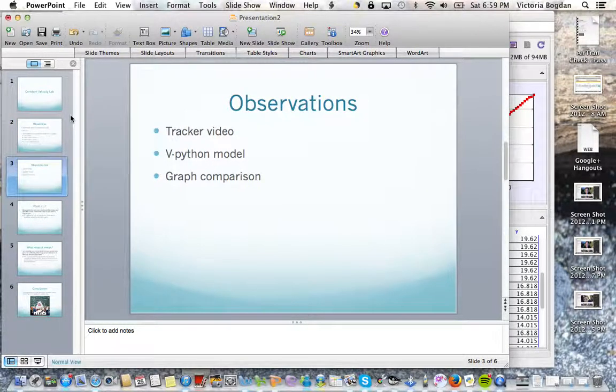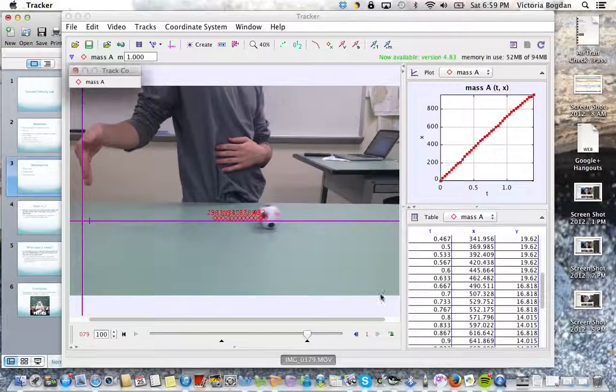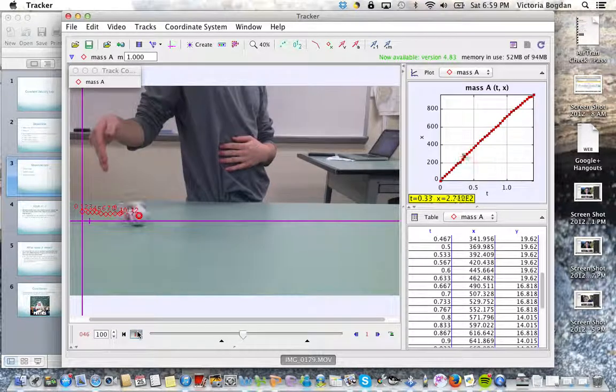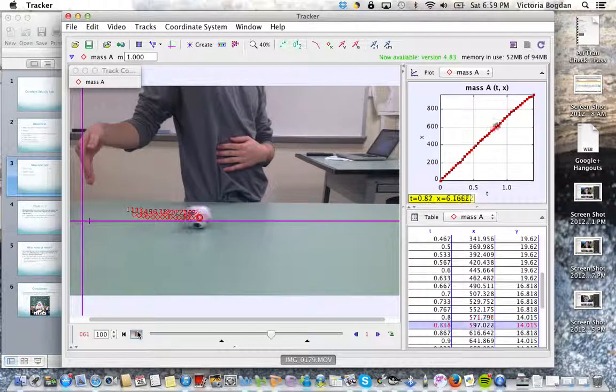So my observations, I took a video and put it through Tracker and extracted that data, and I also did the same on my VPython model, and I did a graph comparison. So this is my video of a ball rolling on a table at constant velocity.